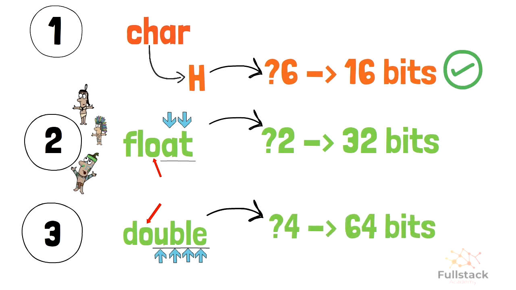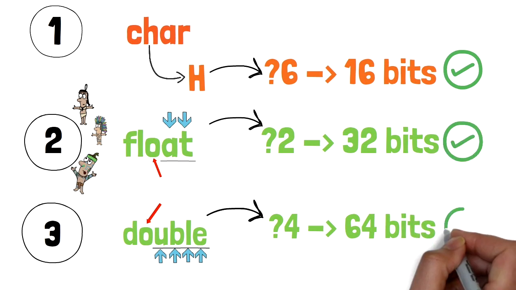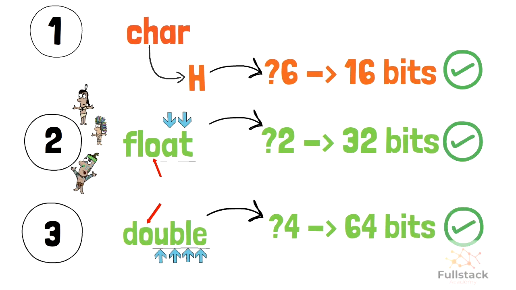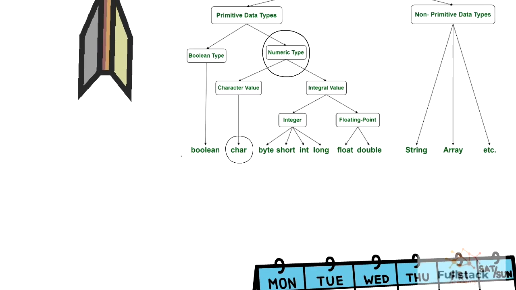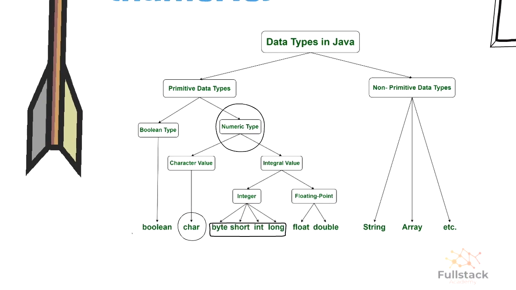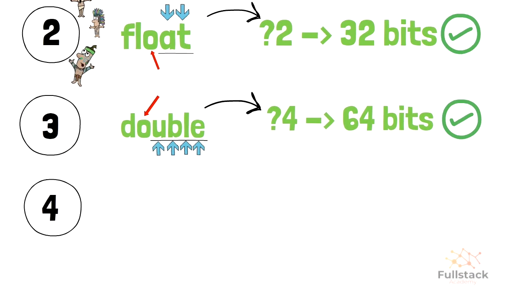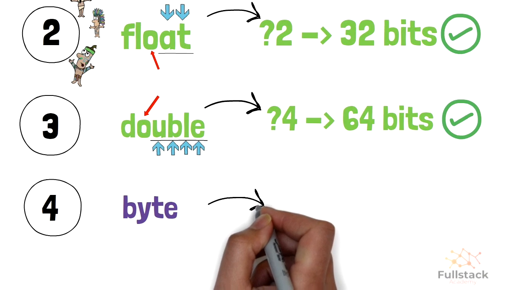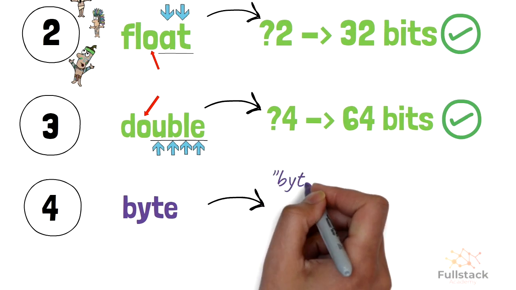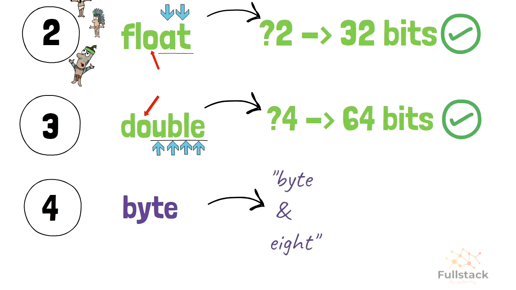Now we have covered 3 arrows. Let's move to the remaining 4 arrows. Like I said, all of them belong to one group and the group name is integer. The first integer data type is called byte. This is the smallest arrow with size 8 bits. The trick to remember the size is by using the rhyming words byte and 8. So it's very easy to remember that byte requires 8 bits.